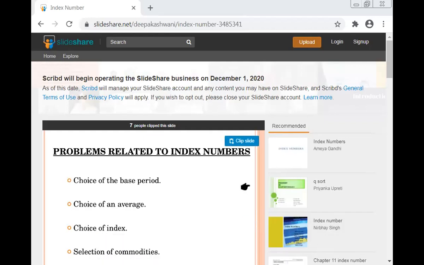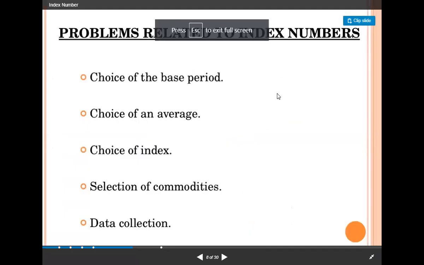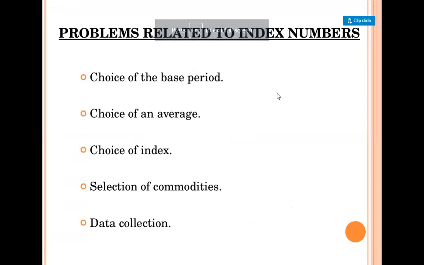Problems related to index numbers. So what are the different types of problems here? The choice of the base period. So base period means what? Old year. Then how to select the base period, and how to introduce new products or commodities for the current year?